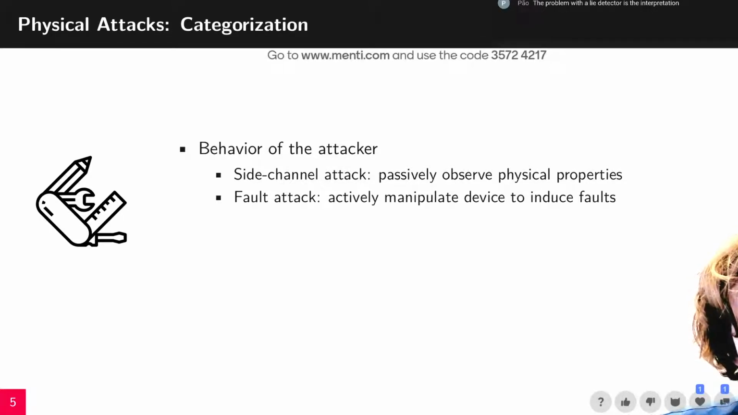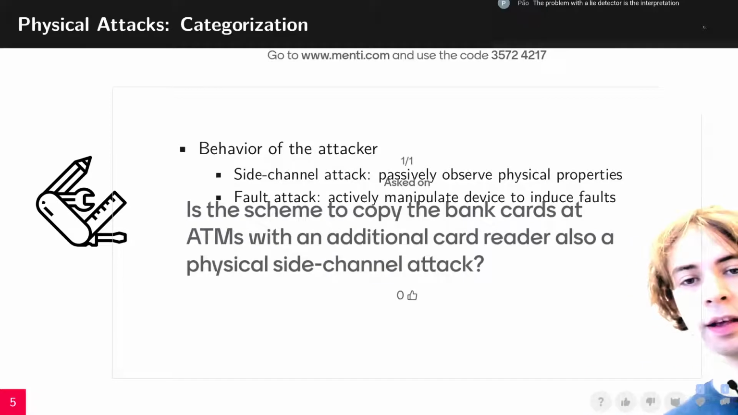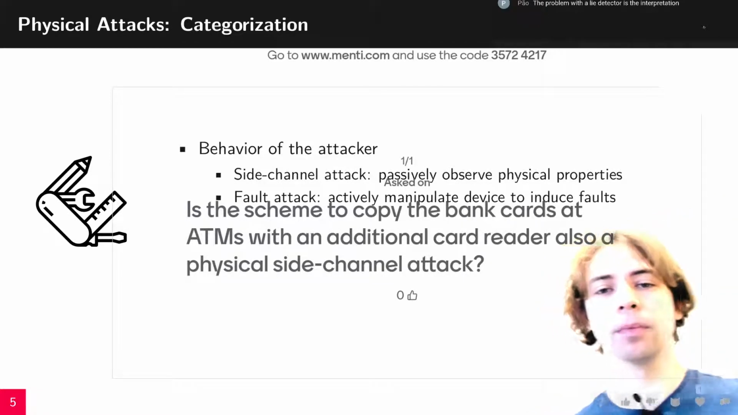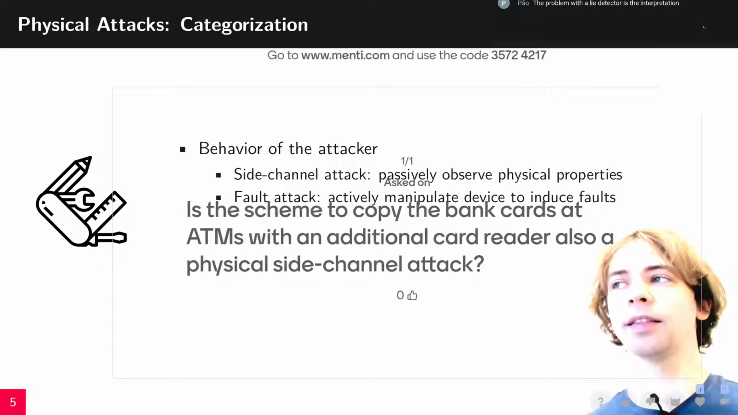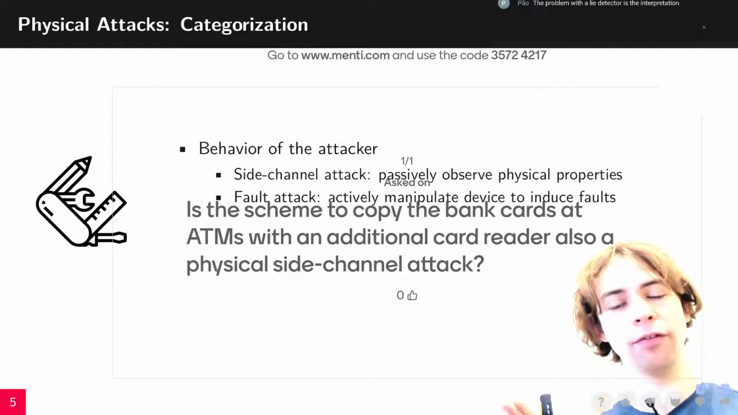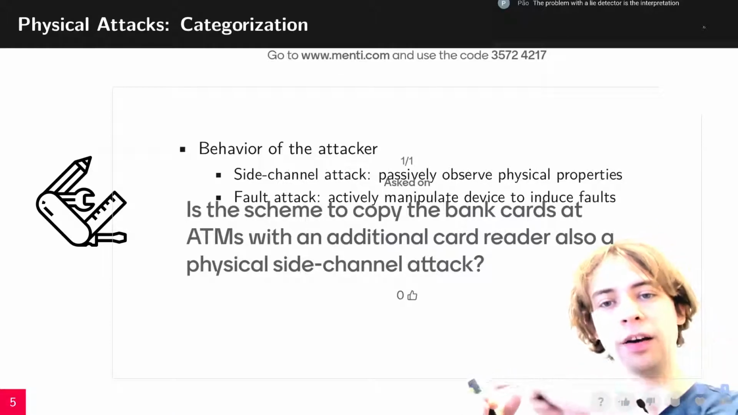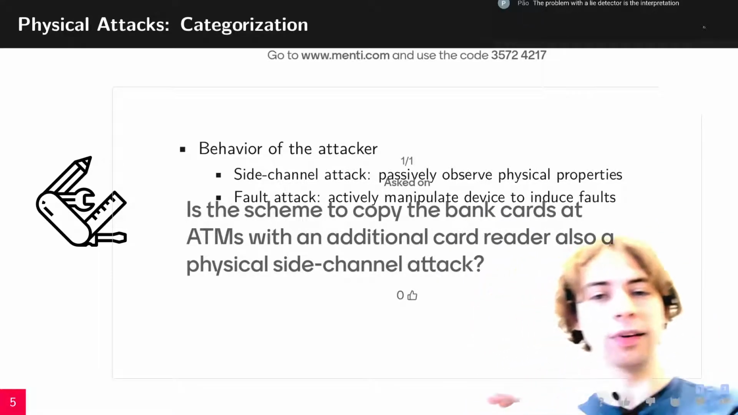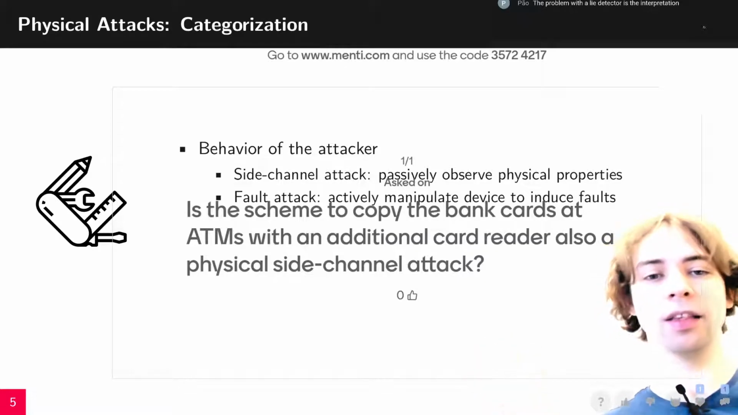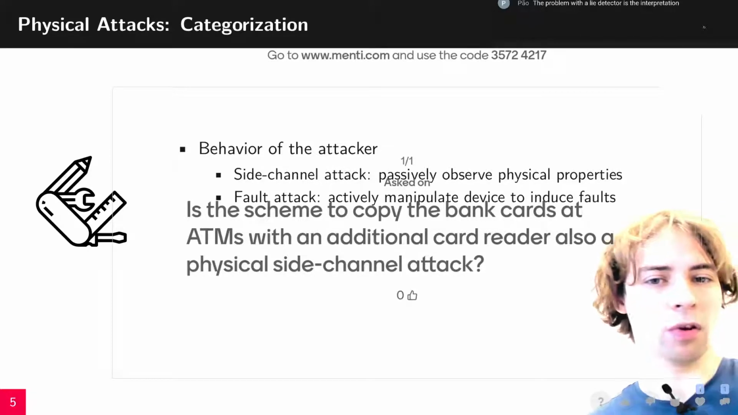So there's a question in the Q&A asking, is the scheme to copy the bank cards at ATMs with an additional card reader also a physical side channel attack? So there's this attack where you can copy bank cards by putting an additional card reader in front of an ATM, and if you push the card in, then you wouldn't notice that it's actually pulled through another card reader that is in front of the ATM. That's not a side channel because you just copy the data, right?